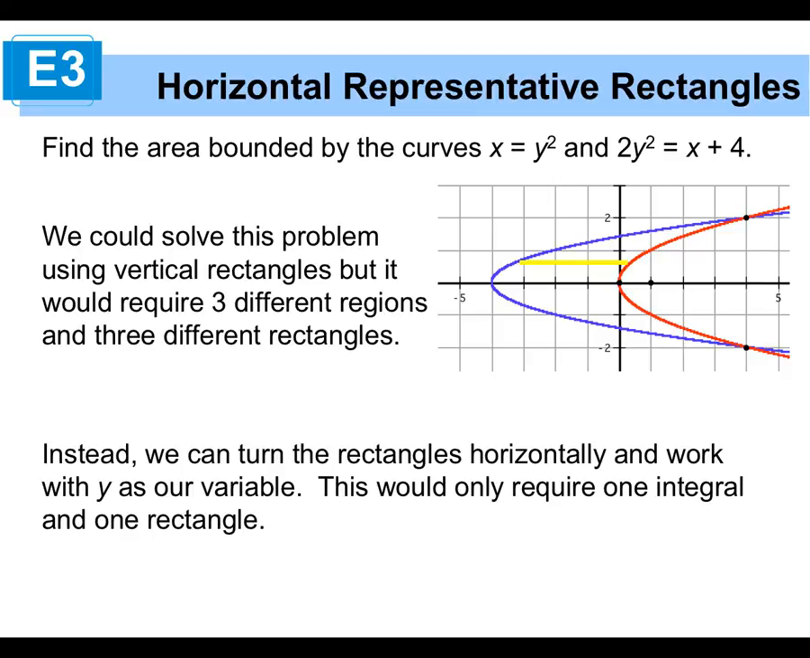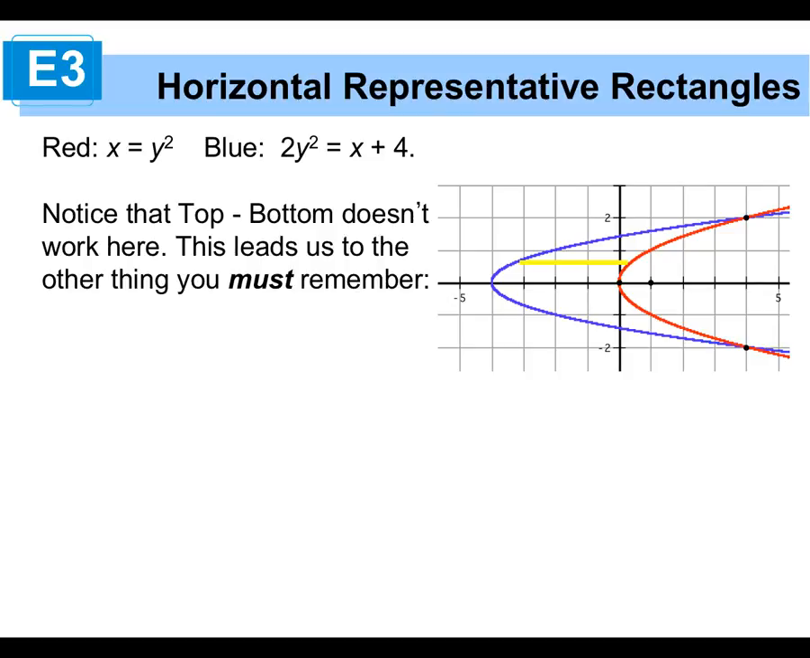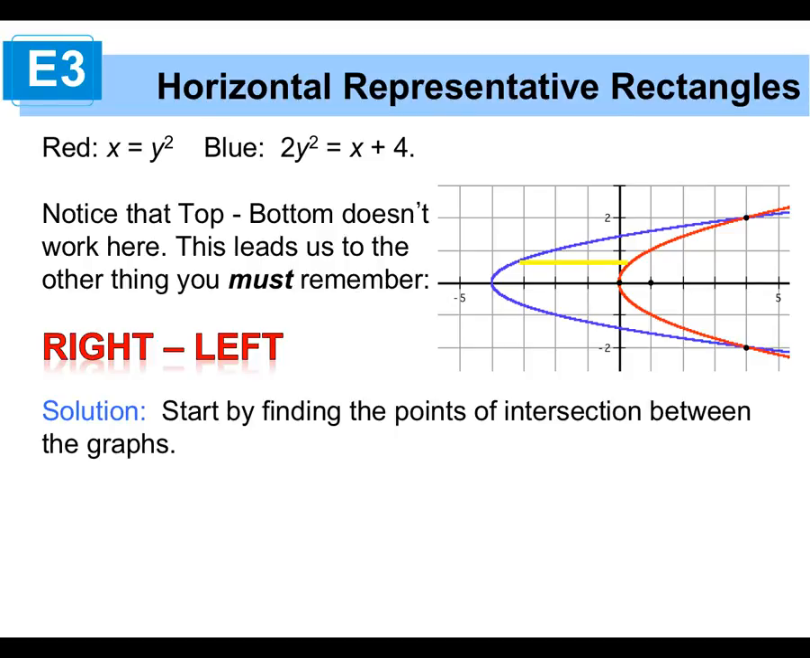Okay, so I'm going to go from 2 down to negative 2. The right function is the red one, which is this one. So I would do y squared minus the other one. I think I have that worked out here. Yep, there we go. Okay, so right minus left.